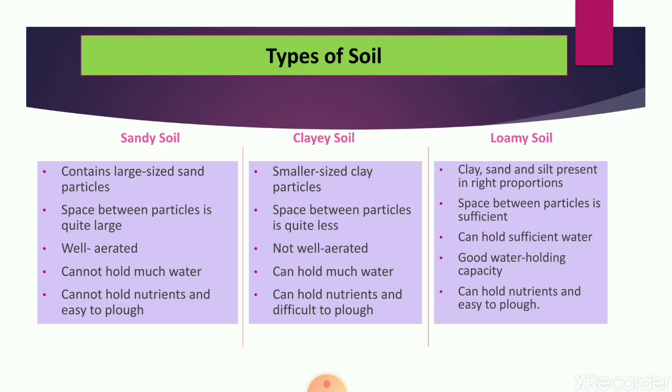So three types of soil are there: sandy soil, clay soil, and loamy soil. Sandy soil, basically sand is present in that soil. Air holding capacity is very good. Water holding and nutrient holding capacity is very bad. And clay soil, air holding capacity is very poor, but water holding capacity and nutrient holding capacity is very good, but still the soil is not good for crops. And loamy soil is a mixture of sand, clay, and silt, and it has sufficient aeration, sufficient water holding capacity, and nutrient holding capacity. That is why loamy soil is best for crops.